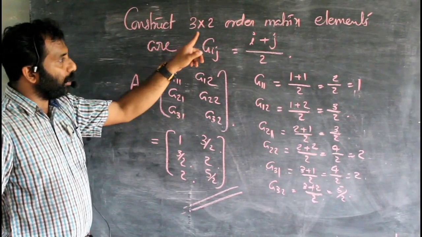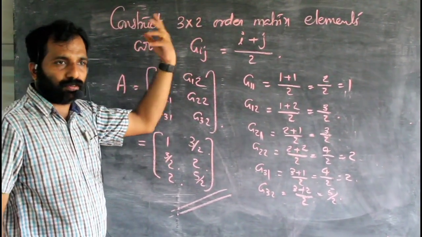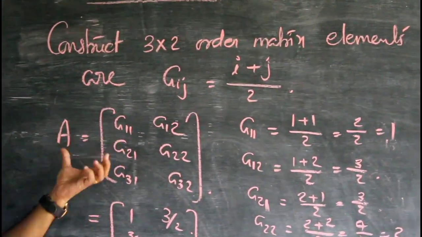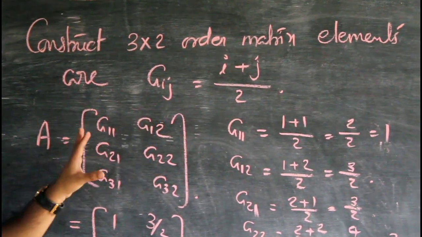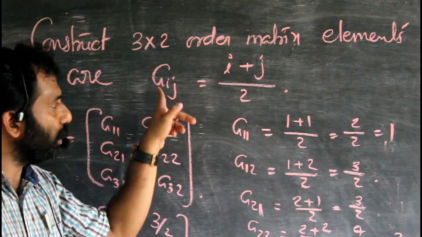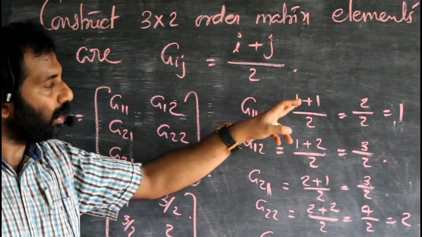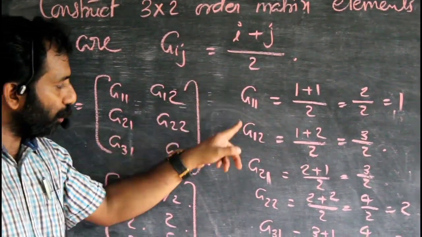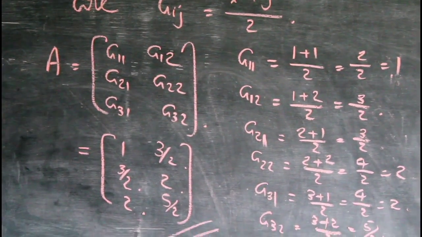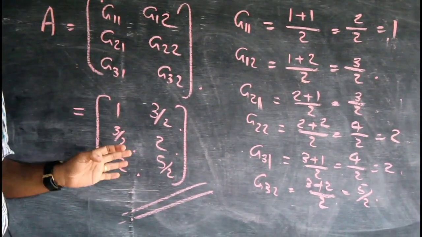So construct a 3 by 2. We usually get a question, sir, in this model: construct a 3 by 2 order matrix, or 4 by 3 order matrix, or 5 by 2 order matrix. Whatever it is, first we have to write the positions or the elements in this standard form. Then find out by using this rule. Aij is equal to (i plus j) by 2 is the rule here to determine the elements. So first find out all these elements. Then put them in the exact positions. So then we get the matrix. Okay, that is the construction of a matrix.